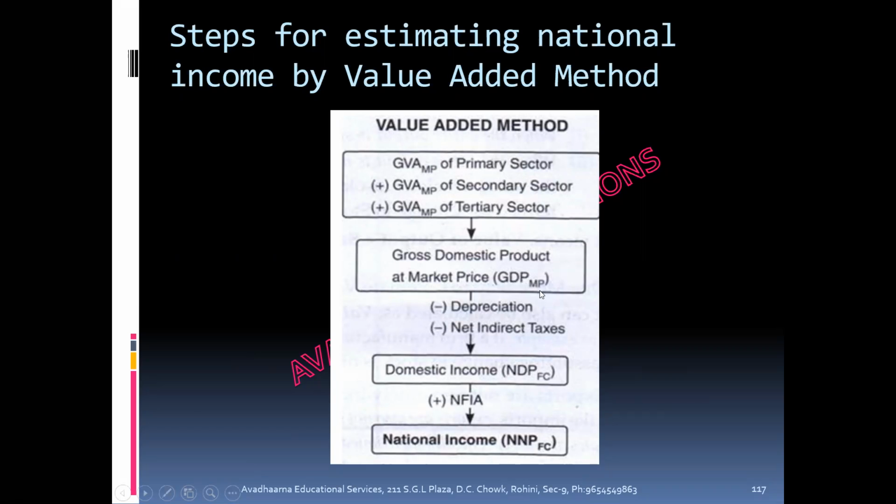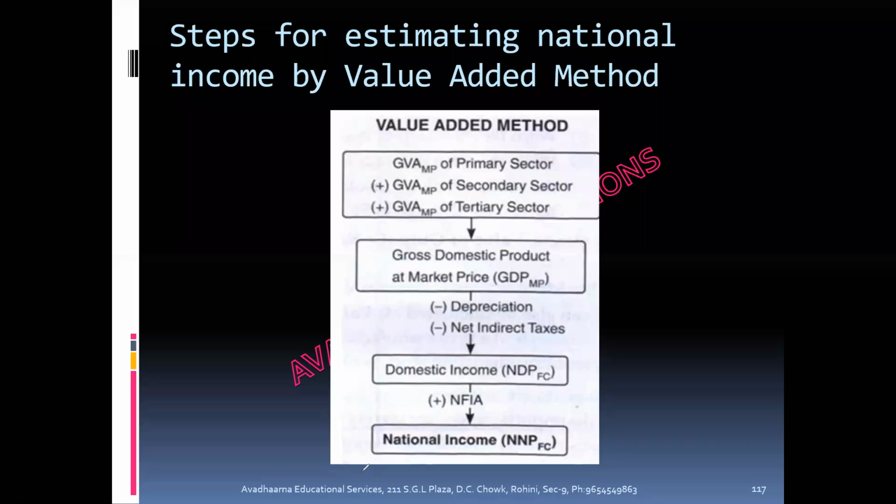We know that the standard notation of national income is NNP at FC. Now this G needs to be converted into N, so for that we are going to subtract depreciation. The market price is going to be converted into factor cost. For that we are going to subtract net indirect taxes, which is nothing but indirect taxes minus subsidies.